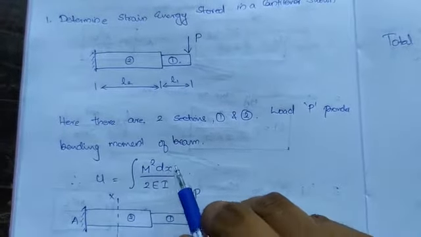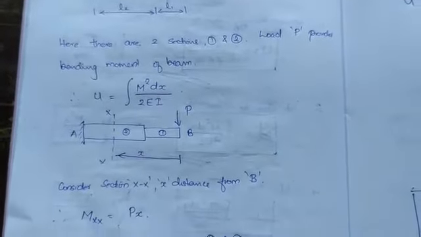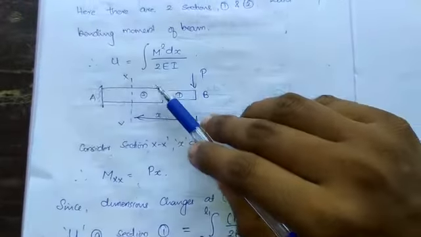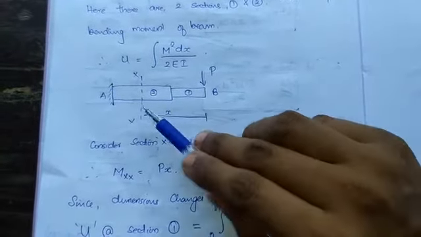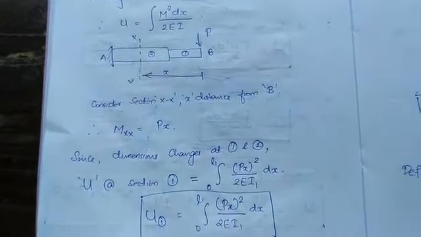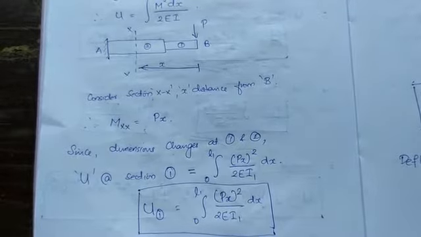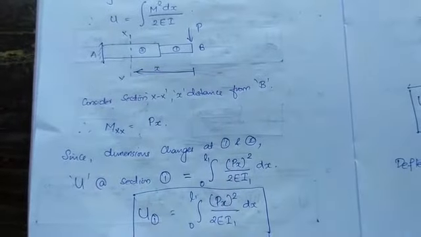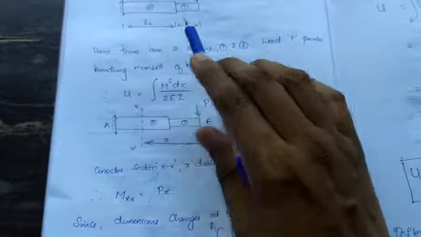So U is equal to M square dx by 2EI. This is what the strain energy equation looks like. So we'll go for the bending moment. You draw a section and with P, the bending moment will be Px. So this is basic mechanics of solids problem as we have done in MOS. Now there are two sections. So what will be the strain energy of section 1, because for both sections the length is different, right?